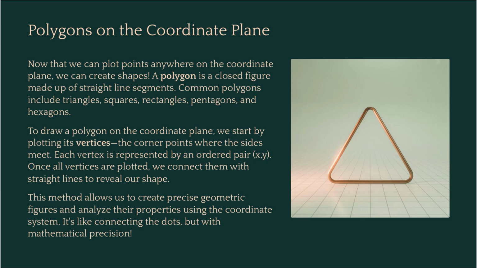Once we can plot points, we can start drawing shapes. A polygon is just any closed figure made up of straight line segments. We use the ordered pairs to represent the vertices or corners of the polygon. By plotting a set of these vertices and connecting them in order, we can draw a triangle, a rectangle, or any other polygon right onto the coordinate plane.